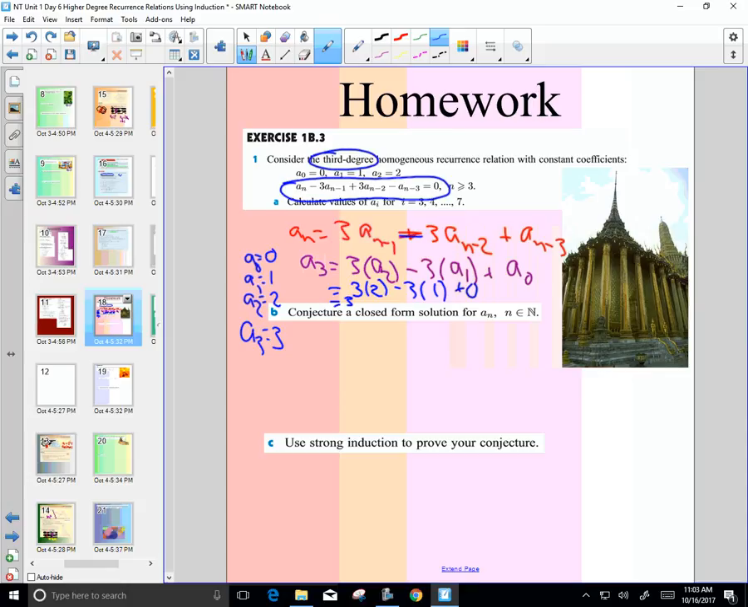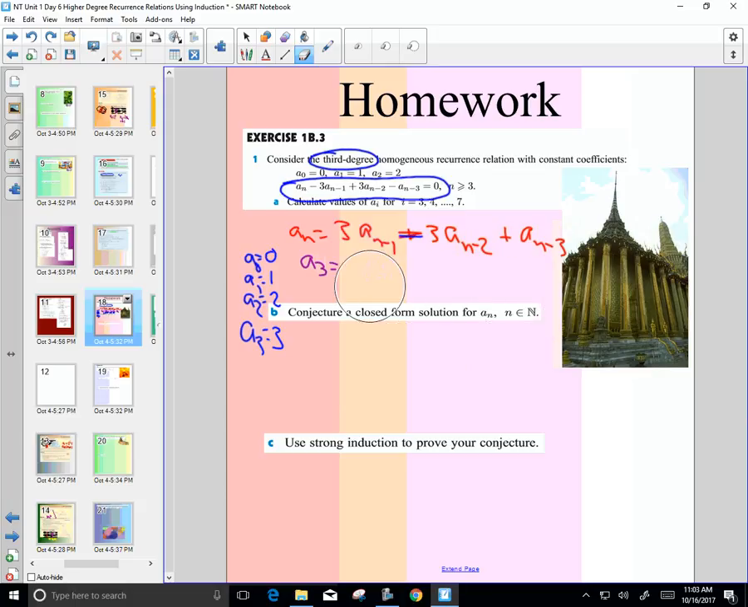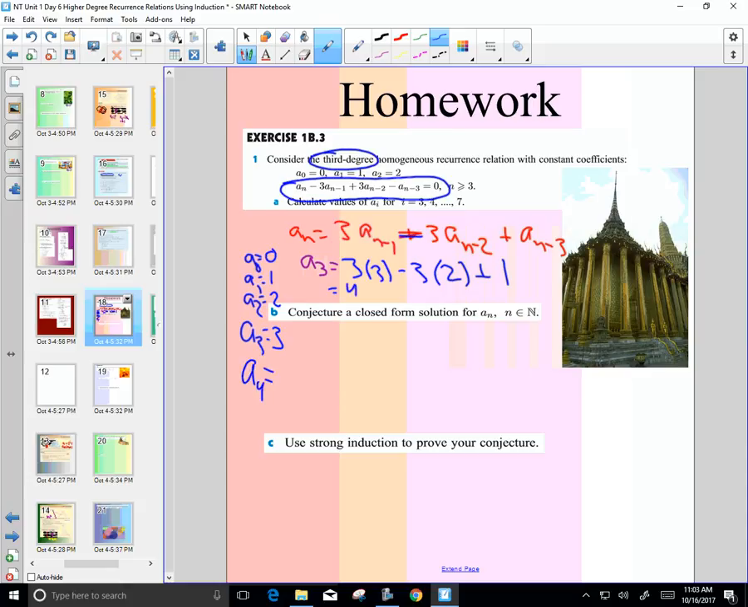Okay, now the next one. You're going to like this one to prove. Okay, so the next one you're going to have 3 times the previous, which is 3, minus 3 times 2 plus 1. So now you have 9 minus 6 is 3 plus 1 is 4. So now a4, wait, this was meant to be 4 here. a4 is going to be 4. What do you think a5 is going to be?